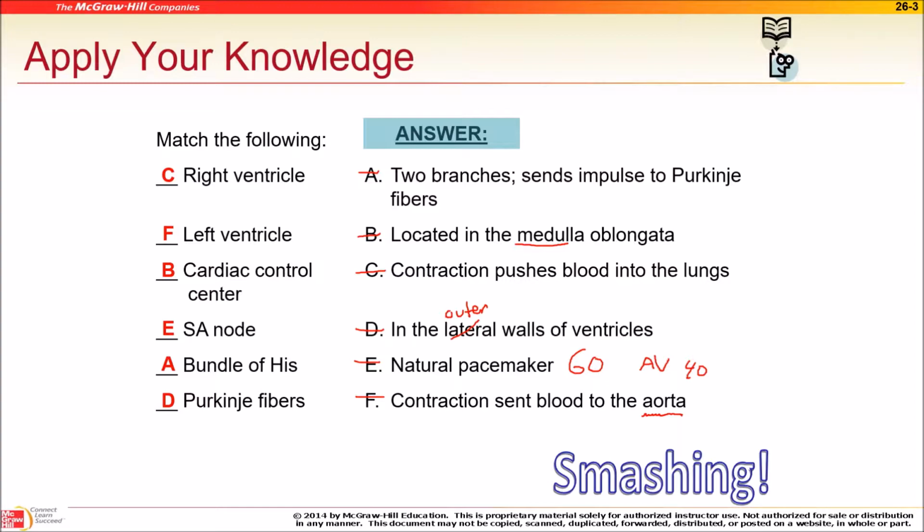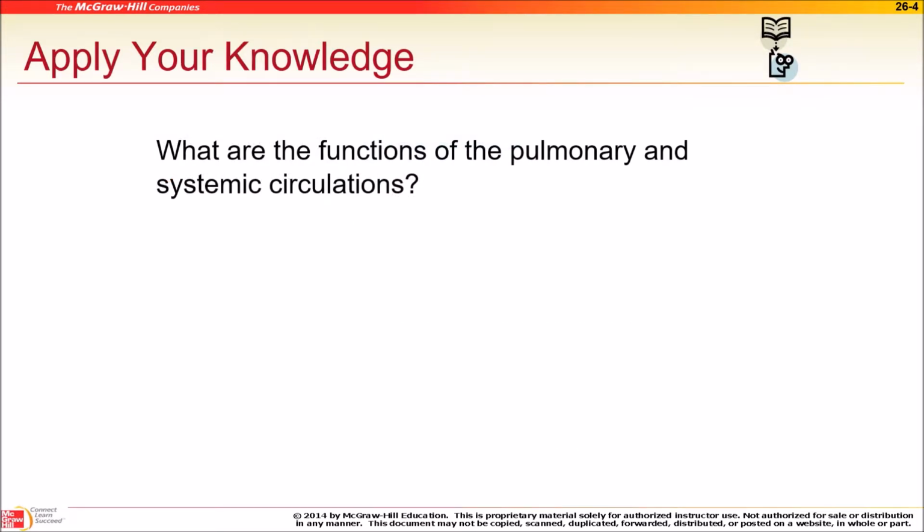The answer's not in front of you this time. What are the functions of the pulmonary and systemic circuits? Let's take pulmonary first. What does that do? Takes it from the lungs, right? So it goes to the lungs. What are we doing in the lungs? We are exchanging O2 for CO2. Very good.